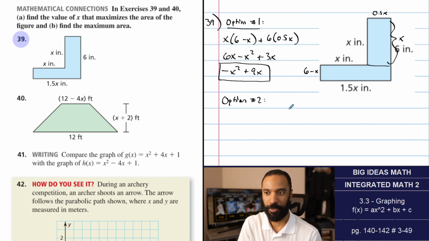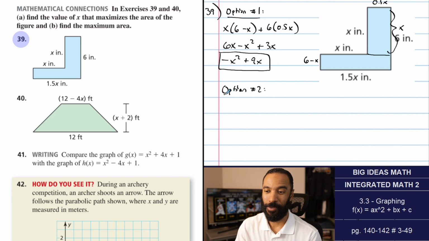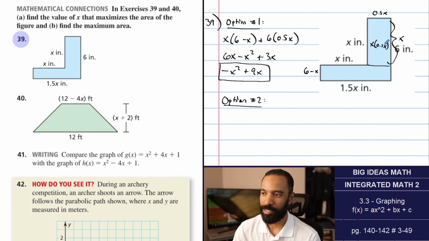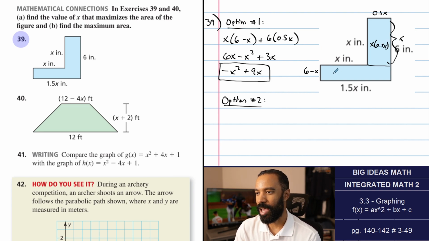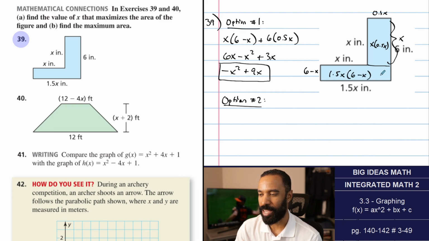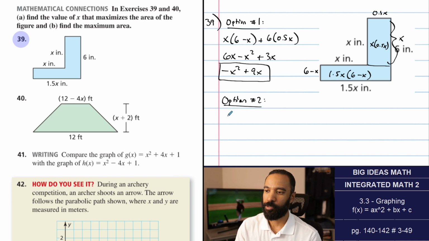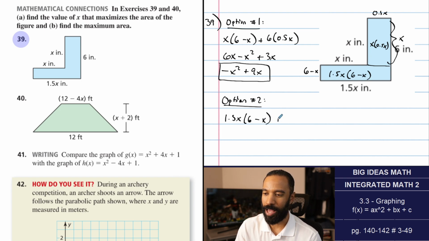Option three is my favorite, by the way. Now, that's why I said I'm going to do option three. Option two is we now have x times 0.5x here. And here we have, this is probably my least favorite one, 1.5x times 6 minus x. Ugh. So option two, it's 1.5x times 6 minus x plus x times 0.5x.